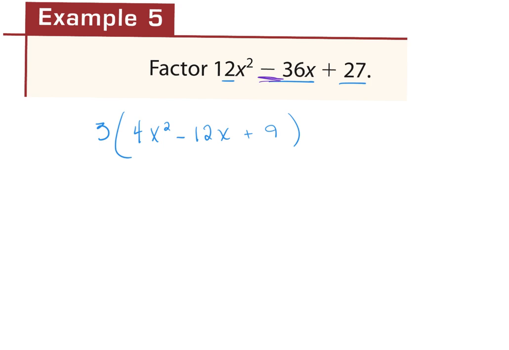I'm going to check and see if I have perfect squares. Is 4x squared a perfect square? Yes. What's the square root? 2x. What about 9? Perfect square? Yes. If I multiply 2x times 3 and double it, what do I get? That's what I have.